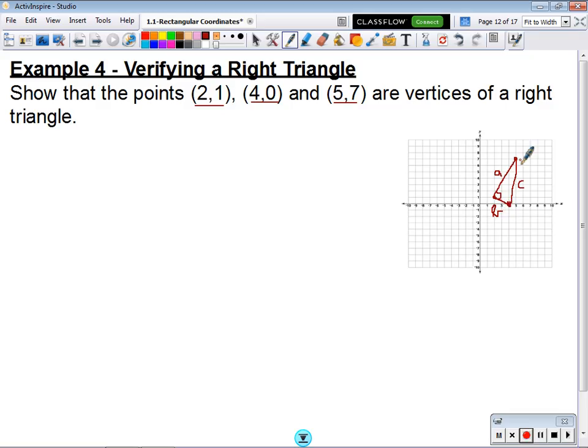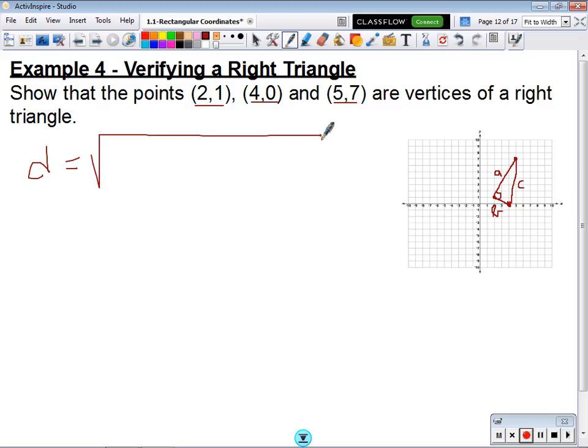So what I want to do here is find the lengths of all three of the sides here, and then maybe I could do the Pythagorean theorem at the end to prove that a squared plus b squared equals c squared. So I've got a couple of different distance formulas that I want to do here, and we'll talk about some calculator stuff with this.